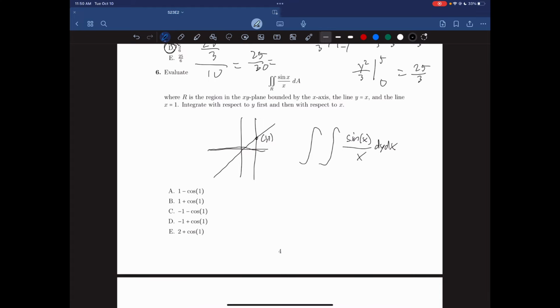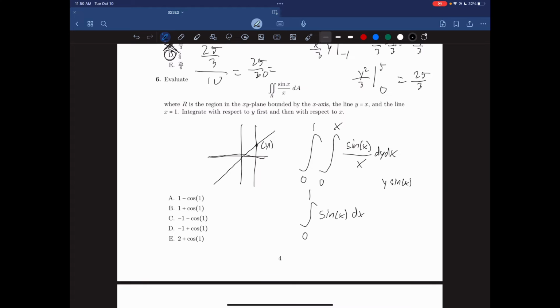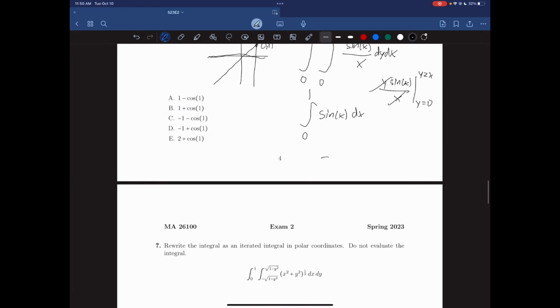So dy dx. We're going from 0 to x because y equals x, and x is going from 0 to 1. That should be, oh, that's pretty nice, because we're just going to have sine x dx, integral of that, 0 to 1, because I just integrated y, so it becomes y sine x over x, evaluated at y equals x and at y equals 0. And the x's cancel here, so we just get sine x. Integral of sine x is negative cos x, evaluated from 0 to 1. We're going to have negative cos 1 plus cos 0, which is 1. So we're going 1 minus cos 1.